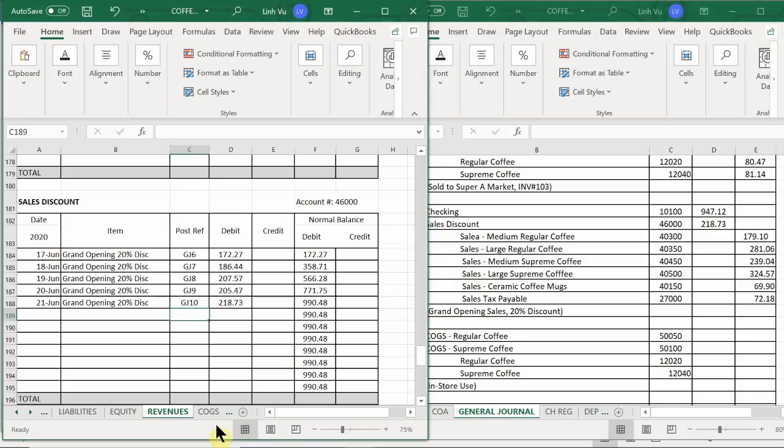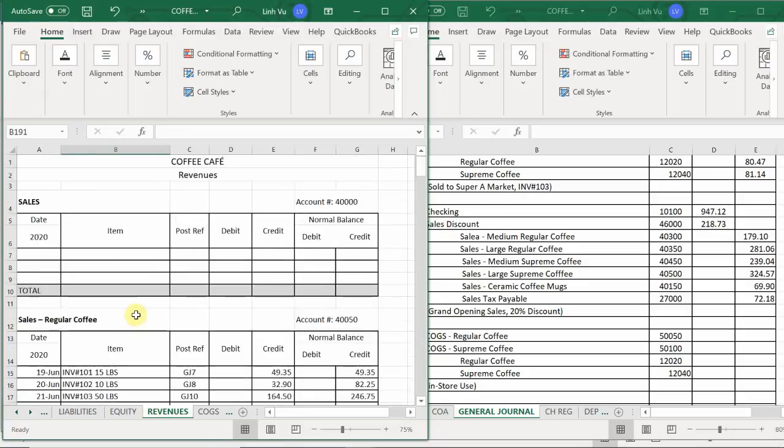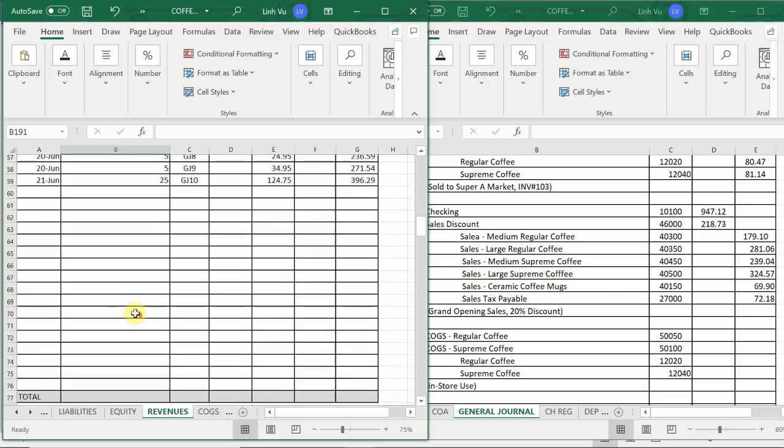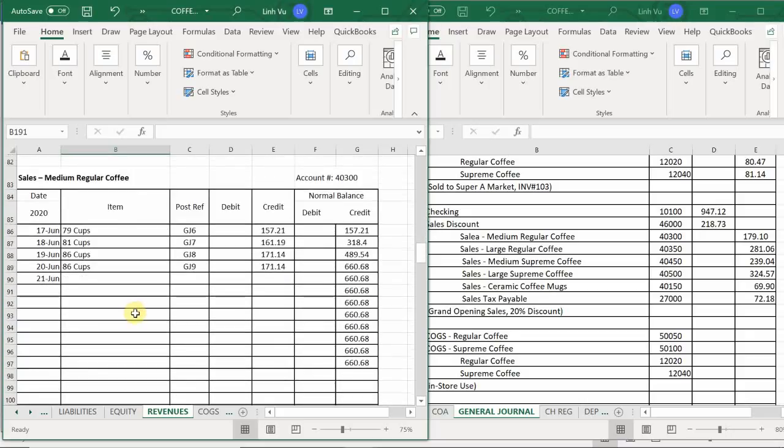And then next we'll go to sales medium regular. Here we are. Sales medium regular. We sold 90 cups. General Journal 10. We're going to credit 179.10, which gives us a new balance of 839.78. Good.